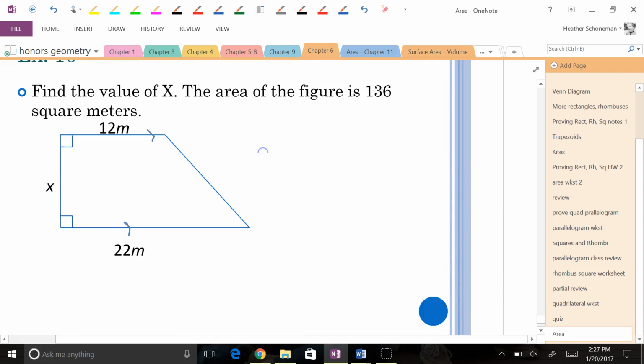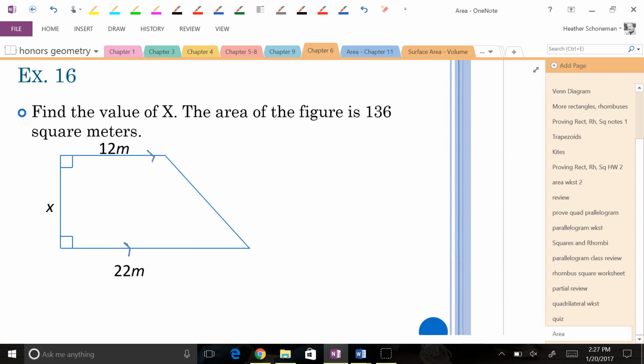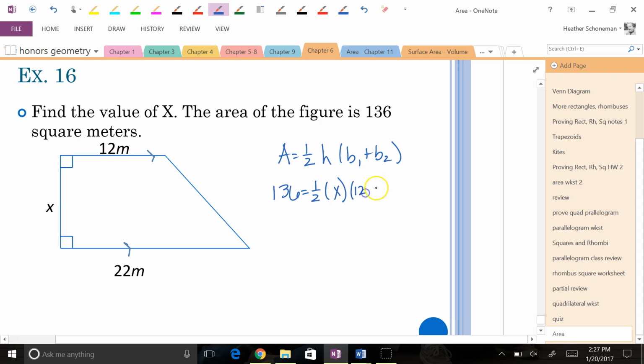Okay, last example. We've got a trapezoid. We want to find the value of x. Well, the area of a trapezoid is 1/2 times the height times the sum of the two bases. It gave you the area was 136. You do not know the height, that is x, but you know one base is 12, you know the other is 22. So as I plug this into my equation, I get 136 equals 1/2 times x times 34.